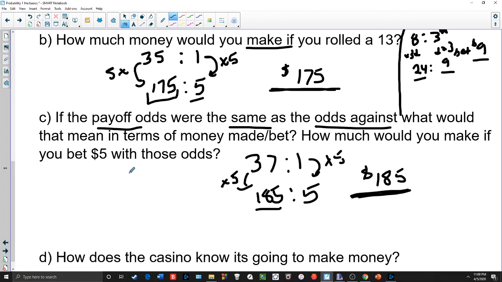Think about the extremes, essentially. What if the payoff odds were 2 to 1? Well, that'd be a very poor payoff odds, right? Because the odds against rolling a 13 are 37 to 1. So there's 37 numbers that you don't want and one number that you do. But they're only going to pay you $2 for every $1 you bet. Which again, if you bet $5, that means you're only going to be making $10. So could you make money off this? Yeah. But given your odds against, this would be a very poor payoff odds and probably nobody would play it.